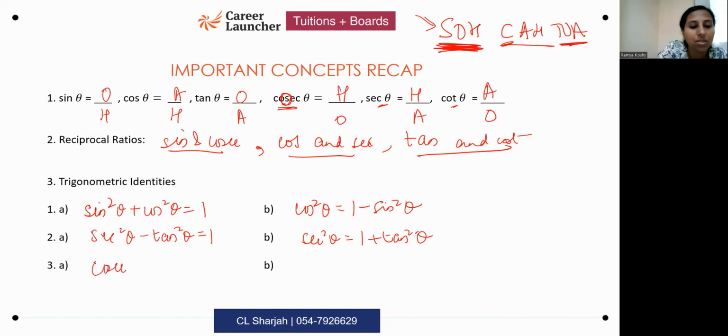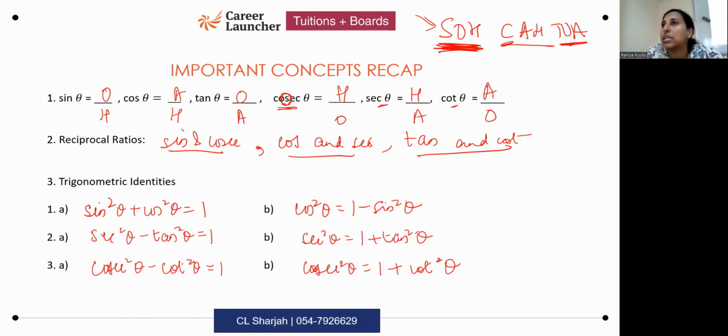Cosec square theta minus cot square theta is 1, which means that cosec square theta is equal to 1 plus cot square theta. These identities are really important, of course, you know that. Questions will come based on this, and questions will come based on values also.